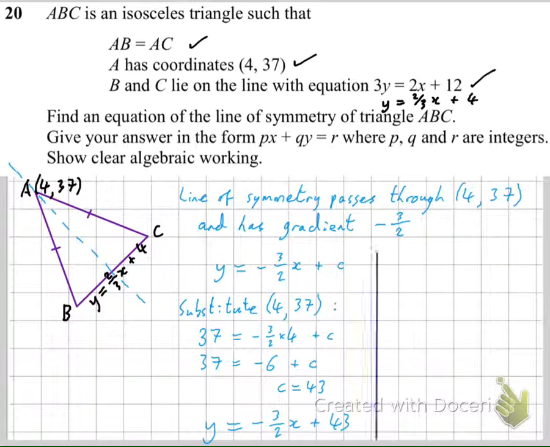And then all that remains is for us to just read the question and note that it wants the answer in this particular form. So there are no fractions. Notice p, q and r are integers, so we're not allowed any fractions in it. So get rid of this fraction by multiplying it by 2. And then if we move the minus 3x term to the other side, we have our answer.